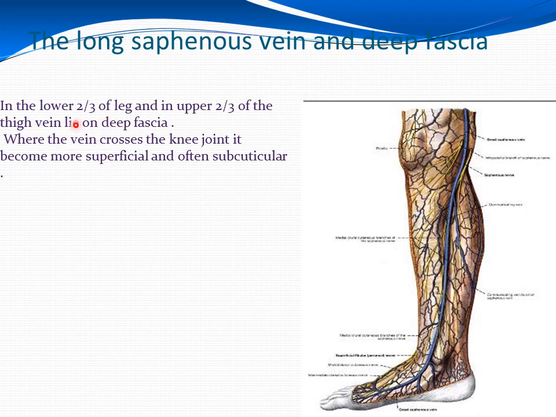So in the lower 2/3 of the leg and in the upper 2/3 of the thigh, the vein lies on the deep fascia. Where the vein crosses the knee joint, it becomes more superficial and often subcuticular. Subcuticular, just below the skin, you can make out the long saphenous vein.